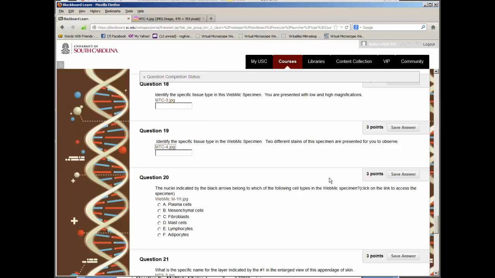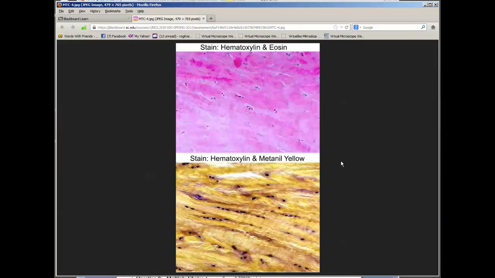Now 19 is asking the specific tissue type also, and two different stains are presented. So let's take a look at those. Okay, you see the H&E up here. You'll see some nuclei that look like they have little clear areas around them occasionally, and a lot of dominant eosinophilic staining. So this should remind you of a lot of collagen. And then down here you have this methanol yellow, and you can see the collagen is staining yellow, and you can see nuclei and little clear areas around it.